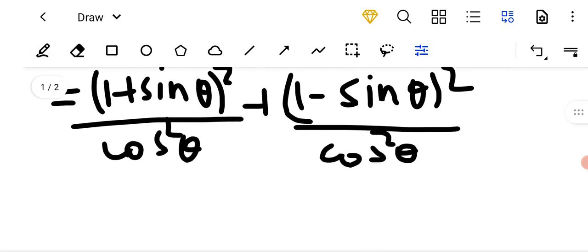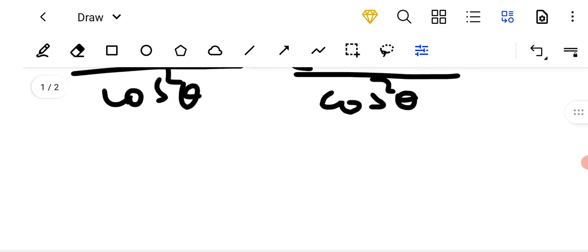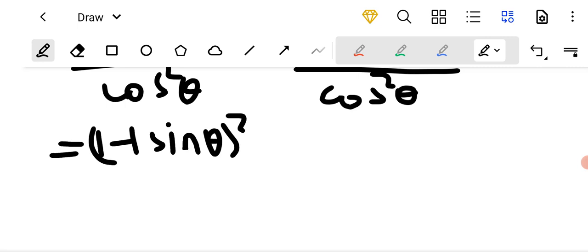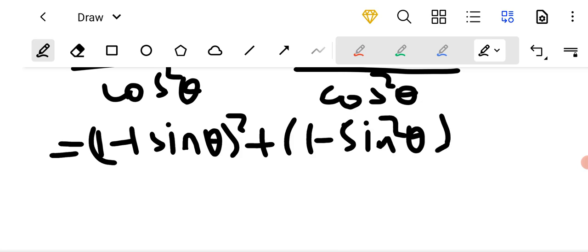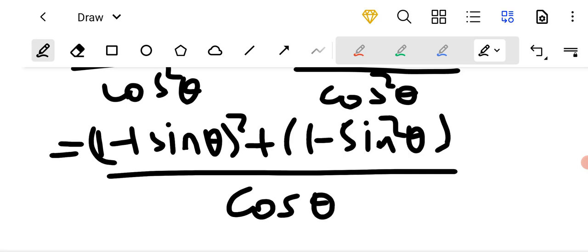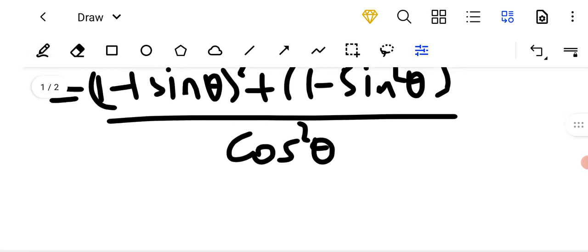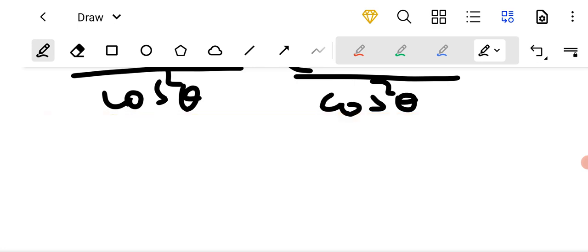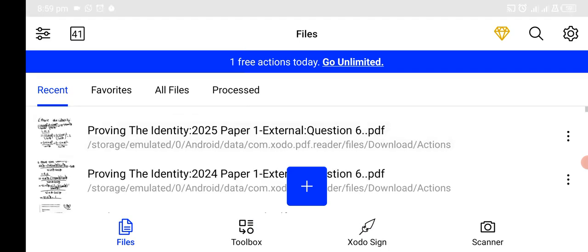And then from there, when you reach this point, you can just simply combine it. So it's the same as saying is equal to (1 plus sine theta) squared plus (1 minus sine theta) squared, and then everything you divide by cos theta squared. Then now we can expand the brackets. Of course, even here it has to be squared. Let's just write that again.